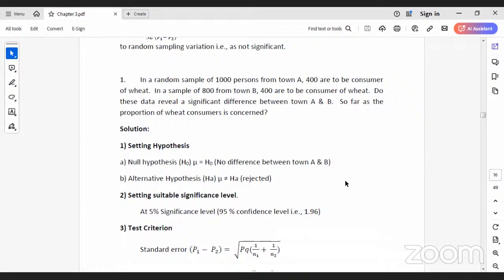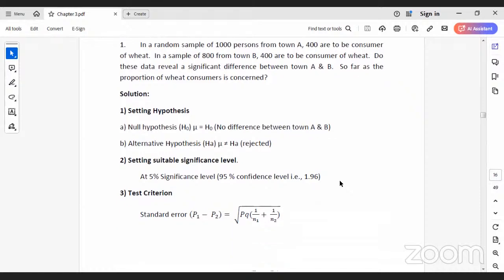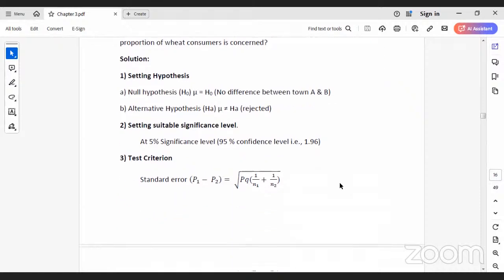Okay, town A, town B, random sample and consumers of wheat. In this way, the information is given. So setting hypothesis, that is null hypothesis H naught: no difference between town A and town B. Alternative hypothesis HA: there is a difference, so H naught is rejected. Then setting a suitable significance level, at 5% significance level, 95% is confidence level, that is 1.96.